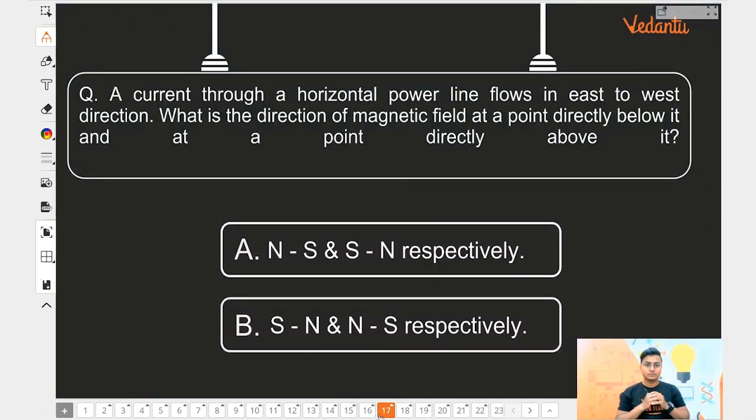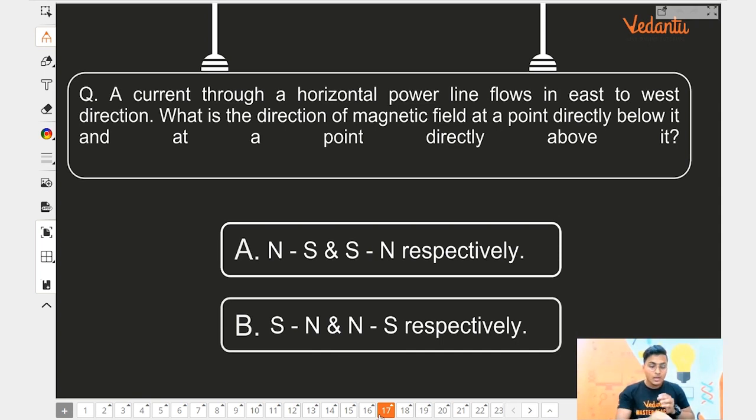A current through a horizontal power line flows in the east to west direction. What is the direction of the magnetic field at a point directly below it and directly above it? This is interesting. There are two options, A and B. Correct? So this is very critical. In your examination, the options will not be given. What will we do? You cannot even guess.